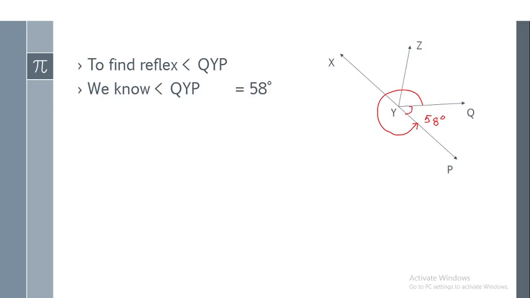So, how will you find reflex angle QIP? Now, angle QIP is 58 degrees. We got that from the previous problem. How will you find reflex angle QIP? What is your answer? 300 degrees, ma'am. Check once again. Is it 300?